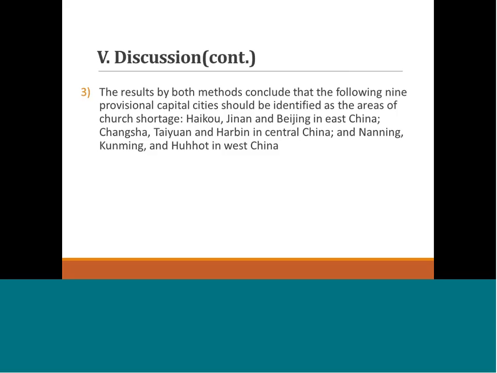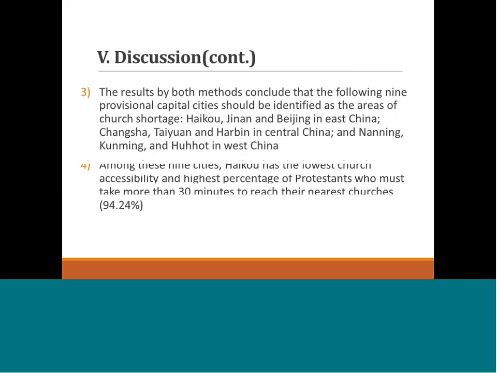Nanning, Kunming, and Huhehaote in West China. Interesting, look at this. Each region, East, Central, and West China, has 3 cities equally as the area of a church shortage based on our research and these 2 research methods.